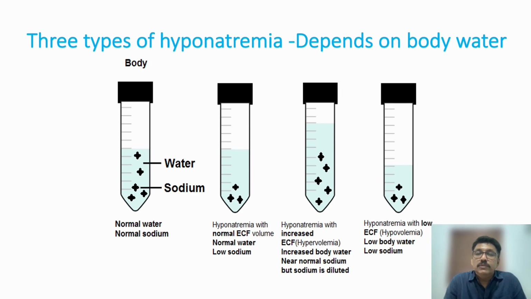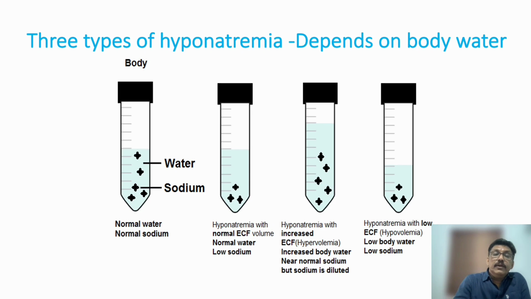The last one is where both water and salt are reduced. Suppose the patient is losing a large amount of volume with salt, like vomiting, diarrhea, some conditions like that, which we will see in detail afterwards. A patient who is having continuous diarrhea loses both water and salt from the body through the stools, so he can have hypovolemic hyponatremia. So the three important types of hyponatremia are normovolemic, hypervolemic, hypovolemic.